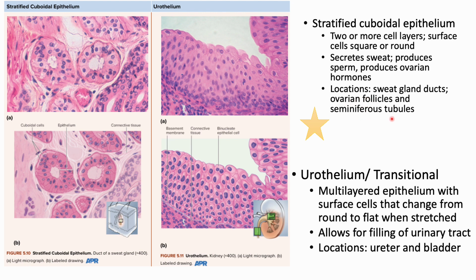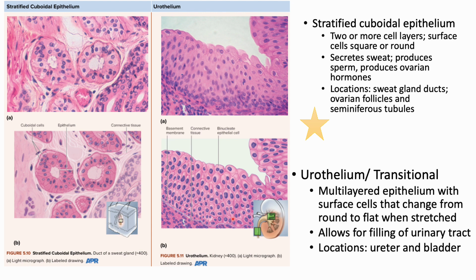And then we have another special epithelium, which is urothelium, or transitional epithelium. This is a multi-layered epithelium with surface cells that change from roundish and dome-shaped, and they can flatten out when stretched. Think of your bladder. When your bladder is empty, it can therefore be filled with urine.